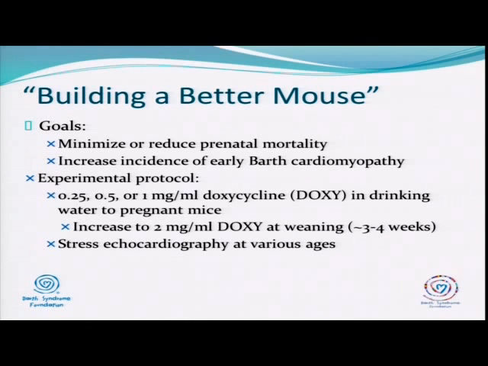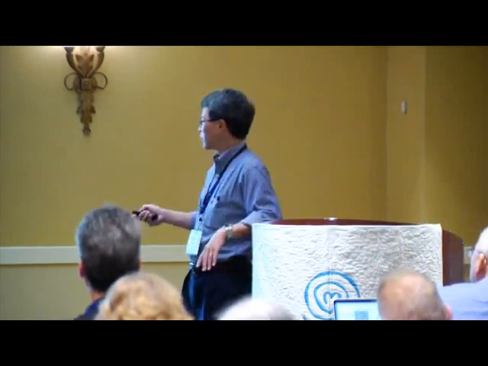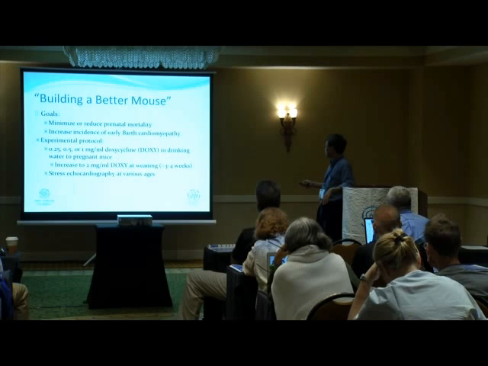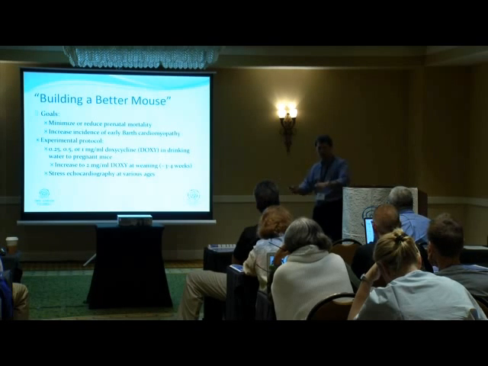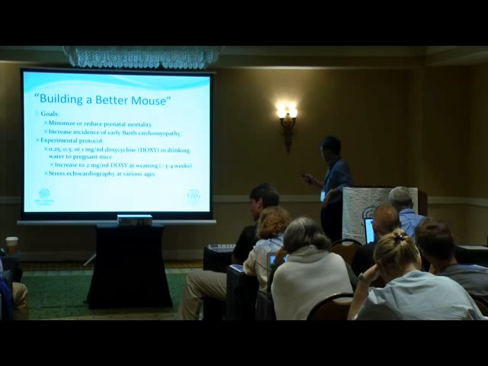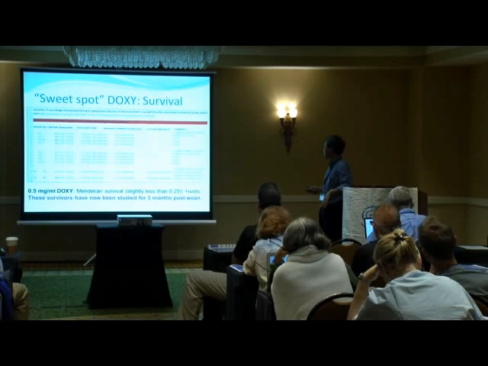So we decided to try different doses of doxycycline prenatally, 0.25, 0.5, or 1 milligram per mil, in that range that would be somewhere a little bit higher than what Barry and Zaza had been trying, but lower than what we were trying. And then at weaning, we would actually increase it and try and maximize the cardiomyopathy after birth. And then we would perform stress echo at various ages.